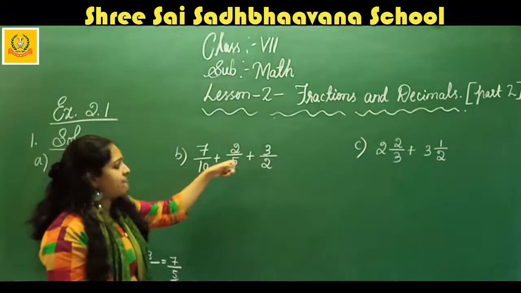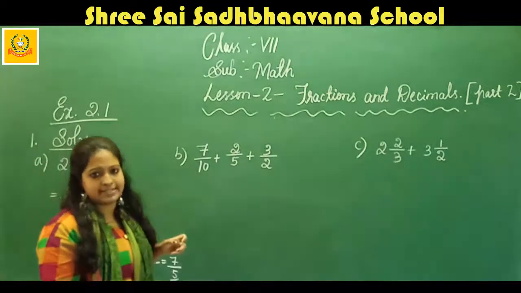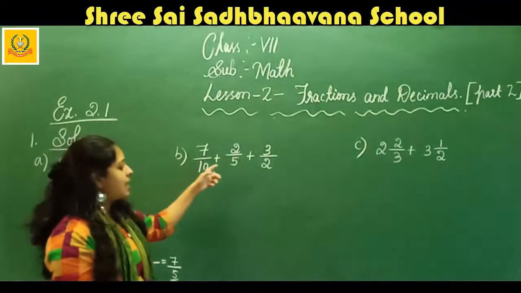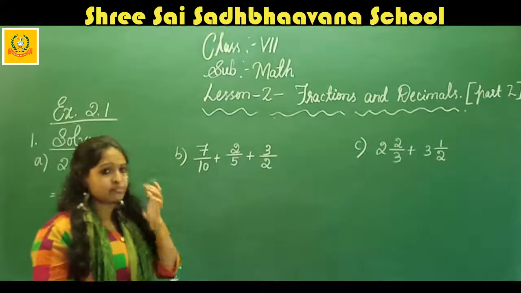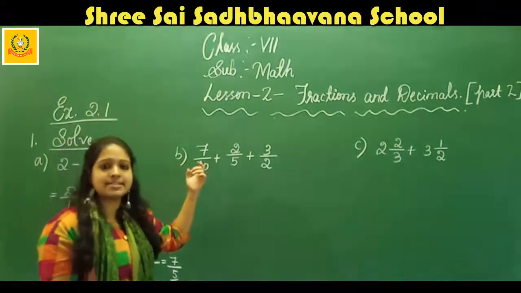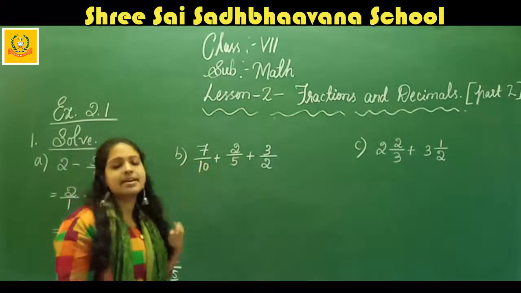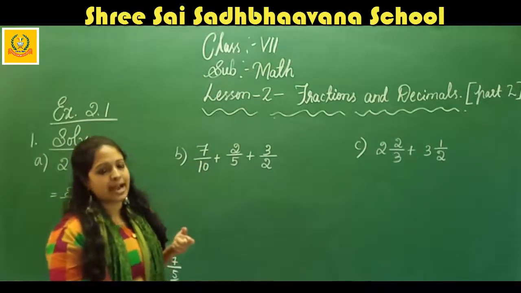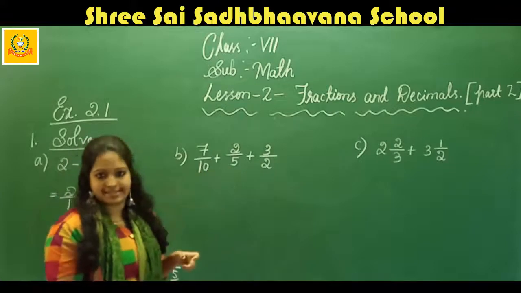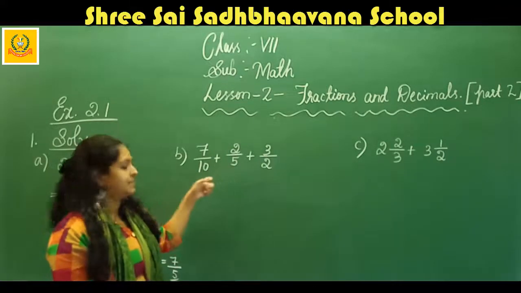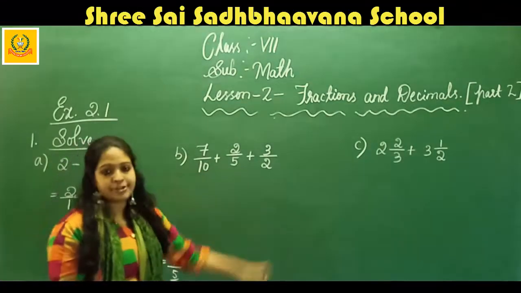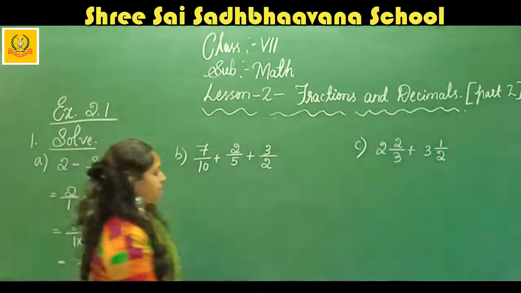So here, 3 fractions are given. You have to add this. What we have to do? All are unlike fractions, not same. So we have to make the denominator same or else we have to make them as like fractions. What we have to do for that? For that we have to take the LCM of the given denominators, that is 10, 5 and 2. So let us take the LCM of this.